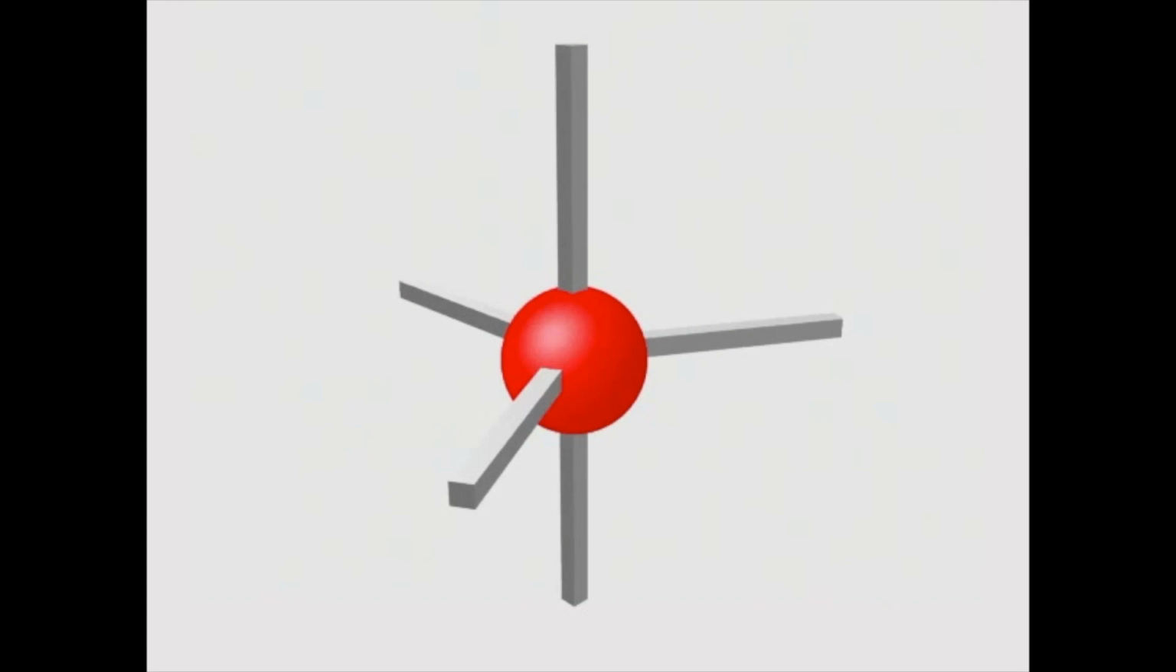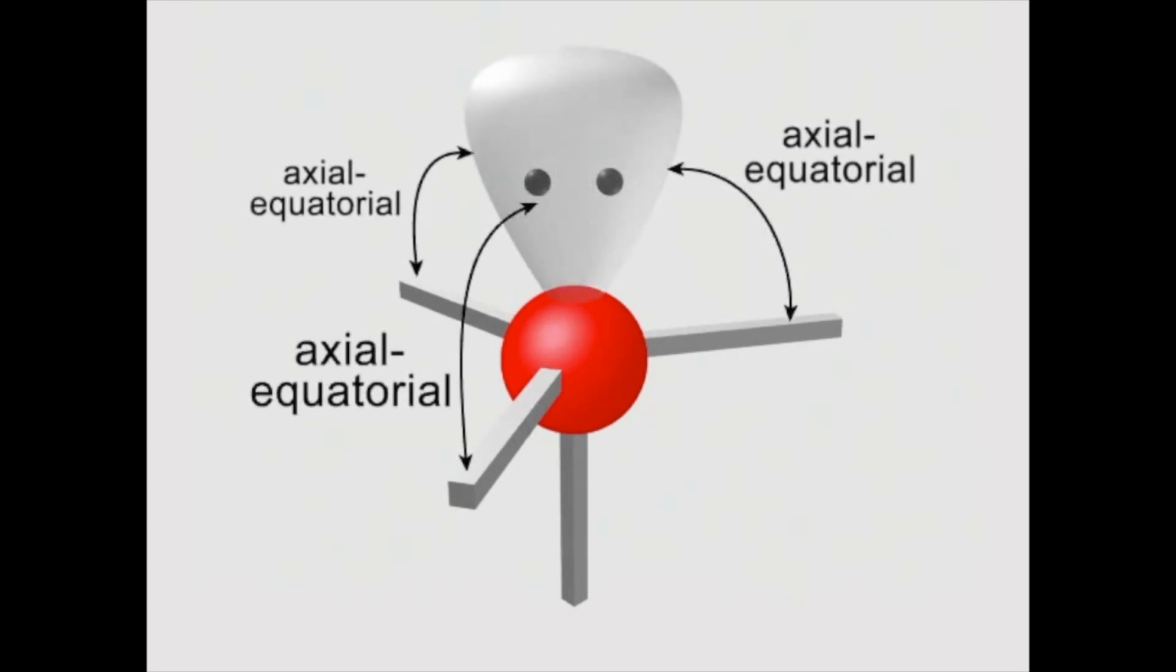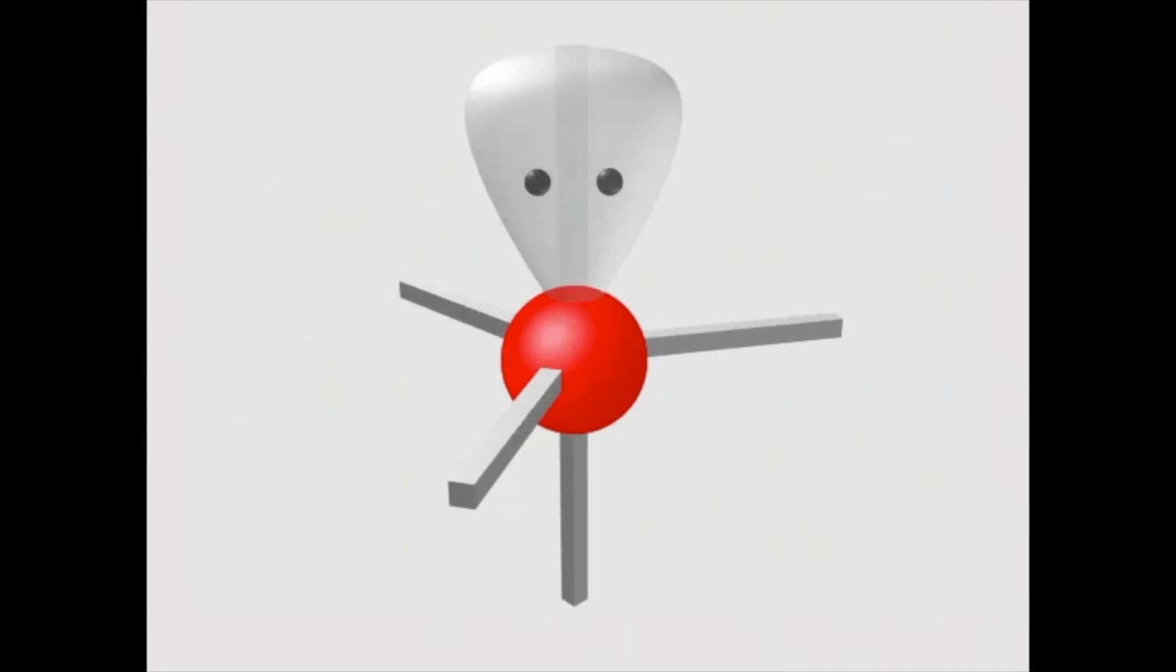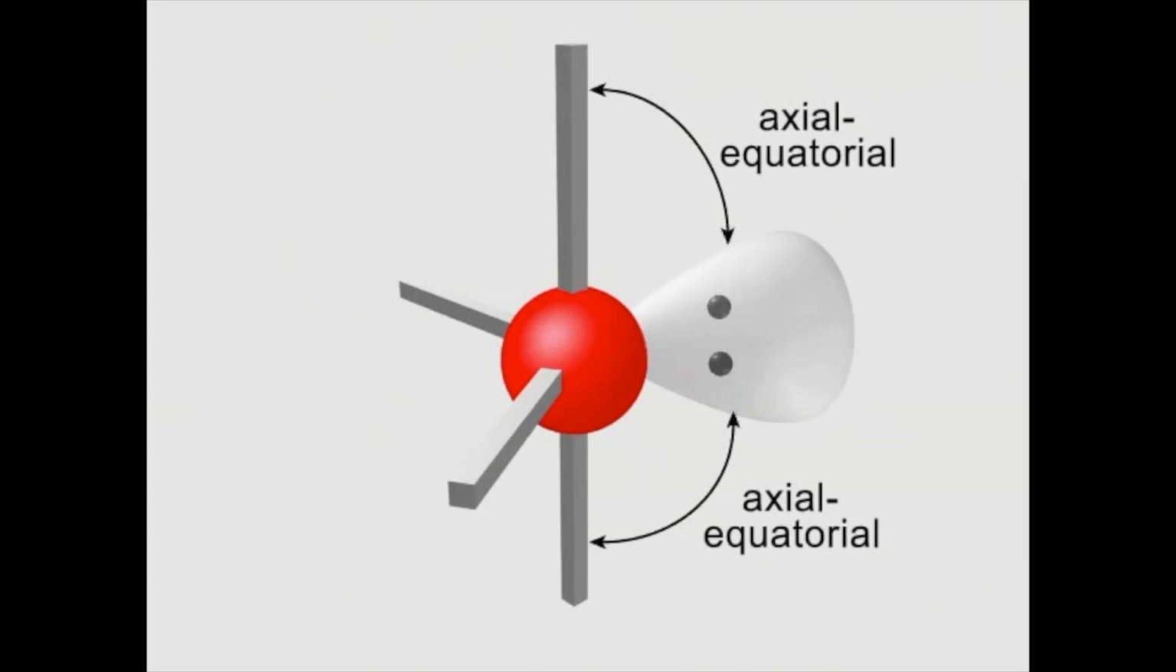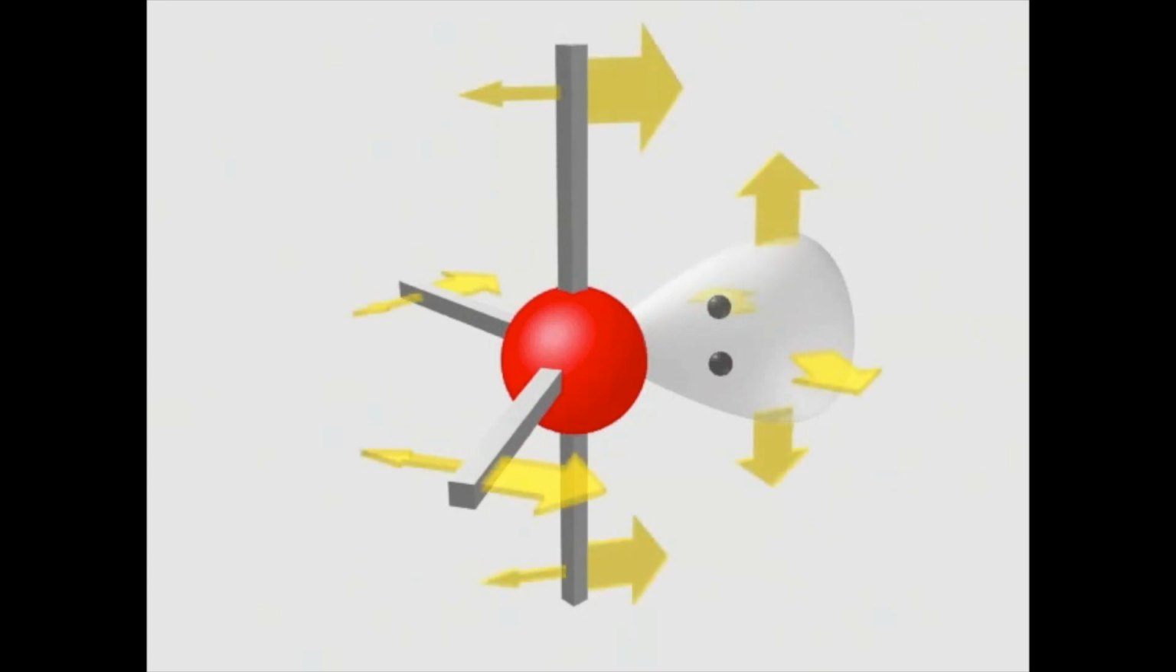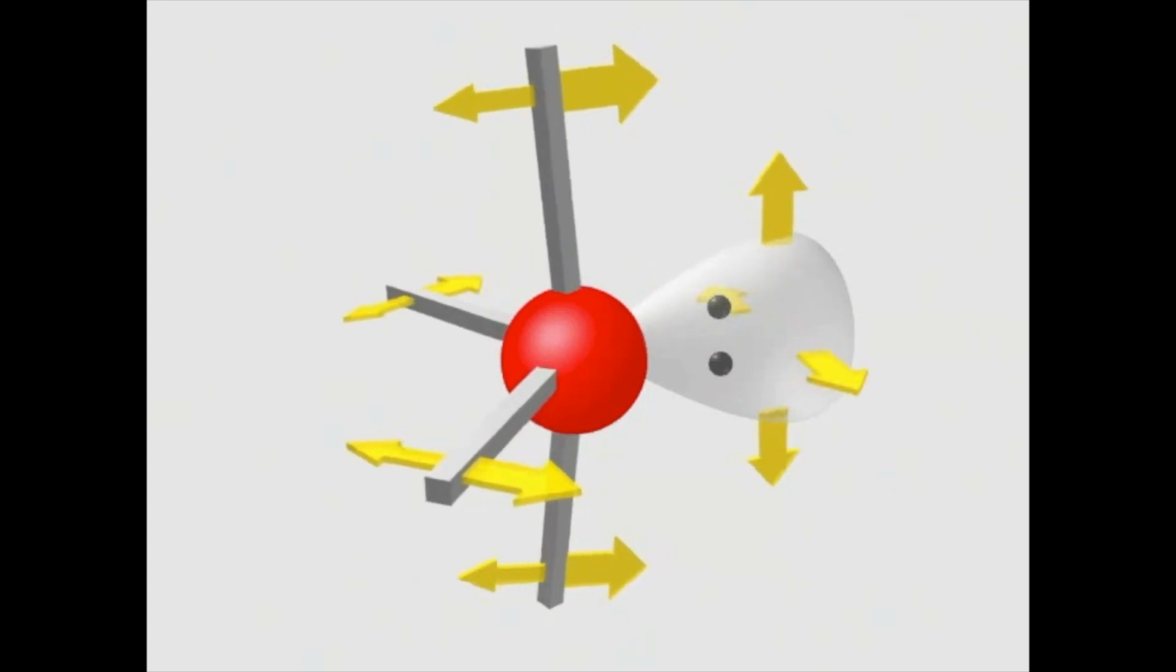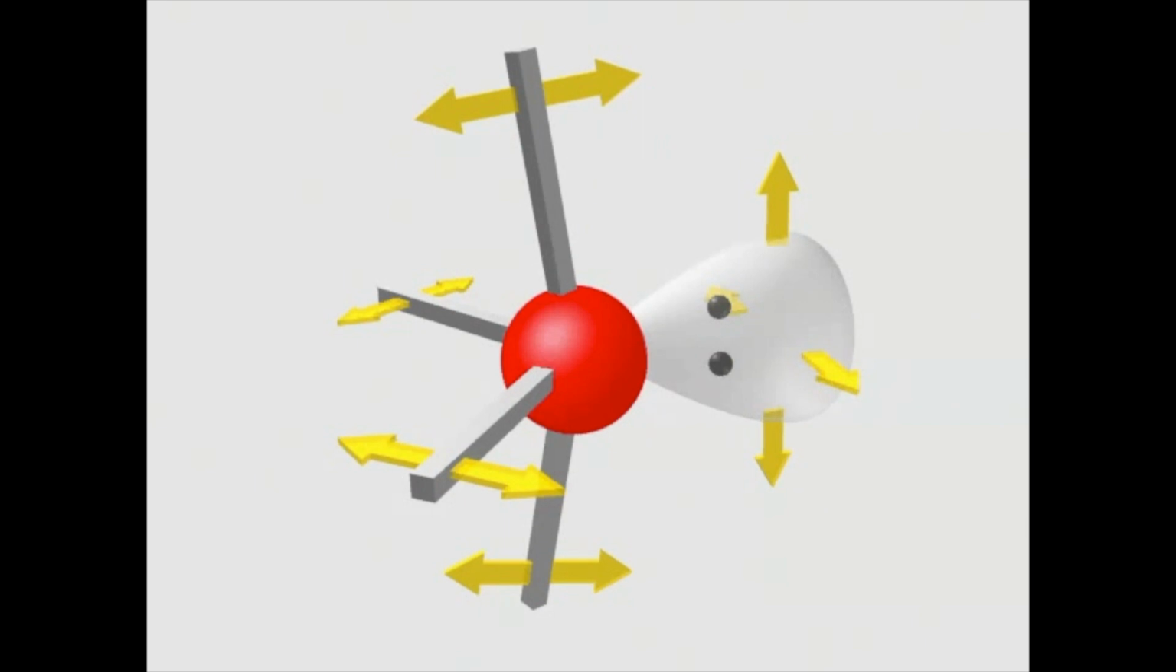Once again, when lone pairs are present, different shapes result. A lone pair in an axial position creates 3 strong 90-degree axial-equatorial repulsions, whereas a lone pair in an equatorial position creates only 2 90-degree repulsions. Therefore, to minimize the number of 90-degree repulsions, lone pairs always occupy equatorial positions.